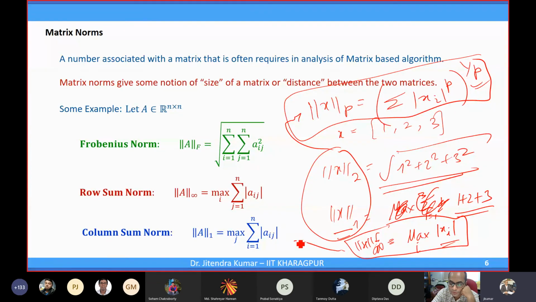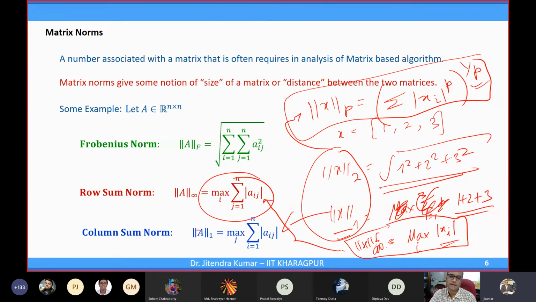And there is some correspondence between that infinity norm and this row sum norm, and this one norm and this one norm. There is a well established result in matrix algebra, so from there the notations have been picked. Earlier it was defined for vectors.